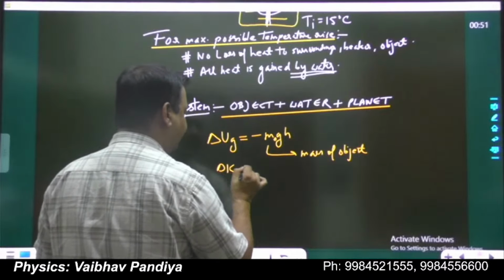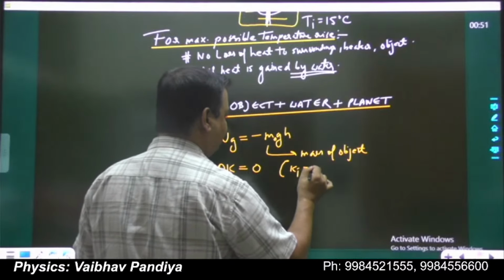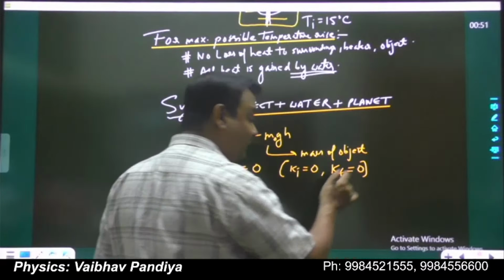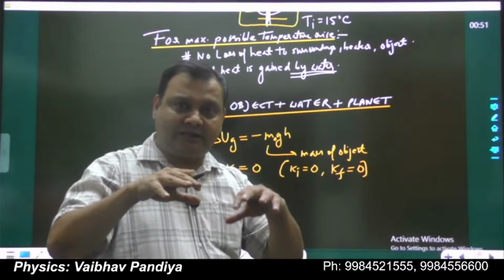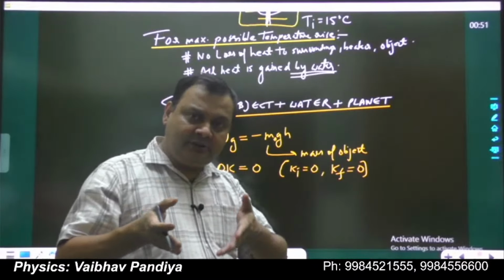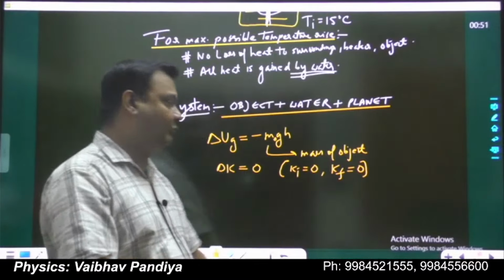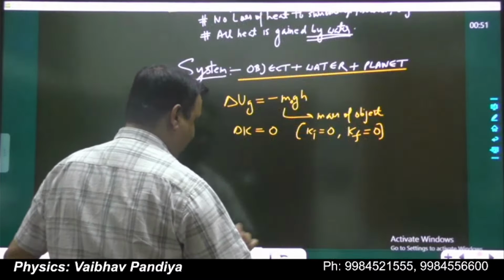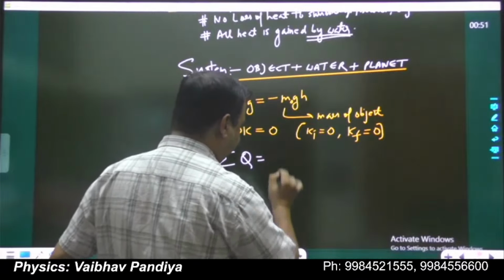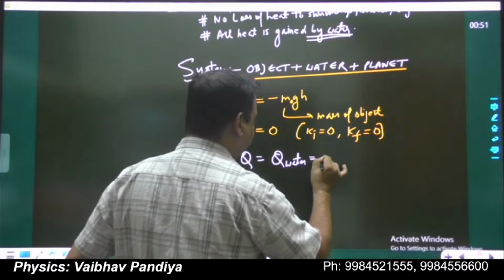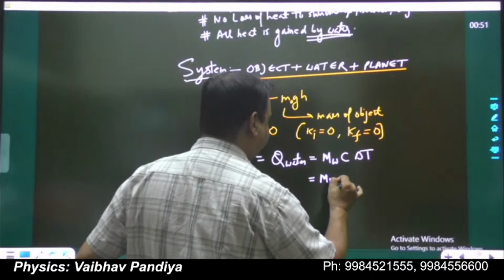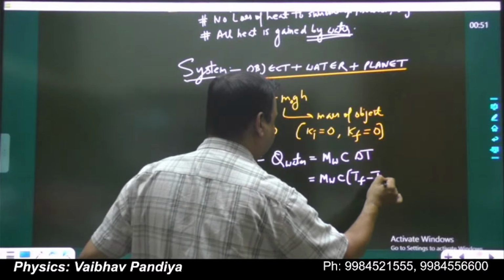What is the change in kinetic energy? 0, because we are taking initial kinetic energy 0. It's being released, so initial velocity will be 0. And final kinetic energy is also taken as 0 because we have to find the maximum rise in temperature. So we will assume that the object, after being dropped, comes to rest. It won't have any kinetic energy. All the energy will be transferred in the form of heat to what? To the water. So delta K will be 0. And what is the net heat gain? So the only substance which is gaining the heat is water. And the formula will be mass of the water, specific heat of the water, delta T. So mass of water, specific heat of water, final minus initial.